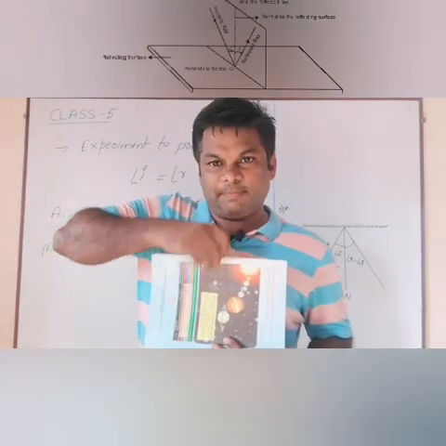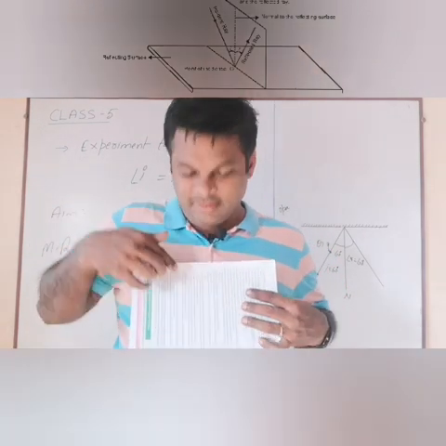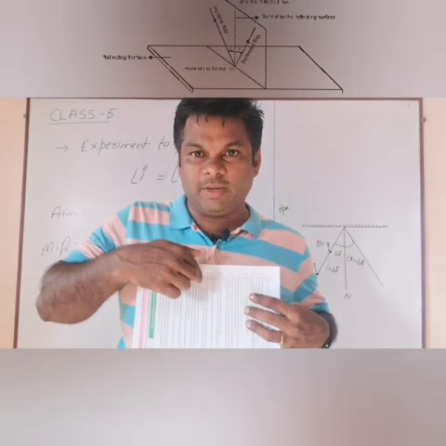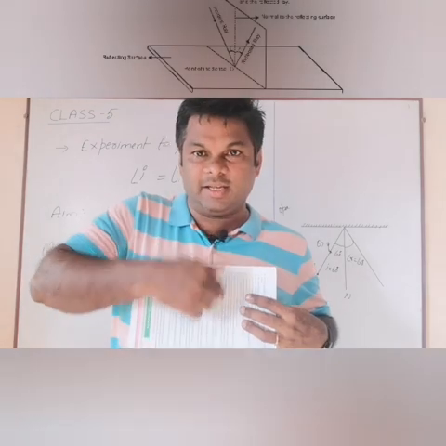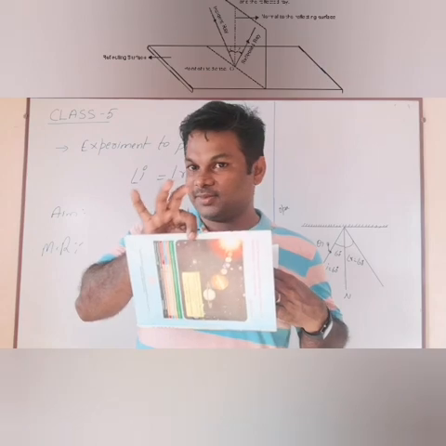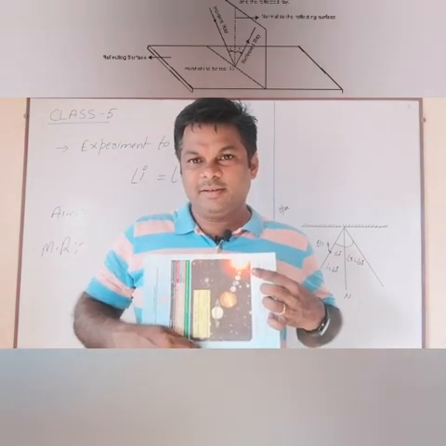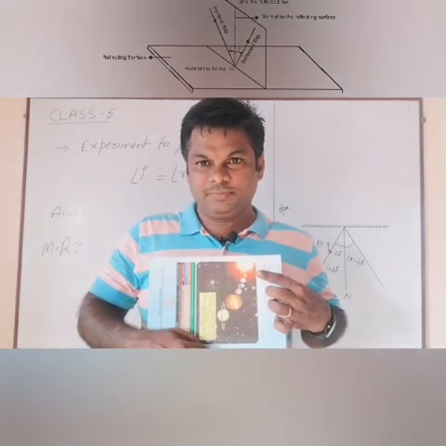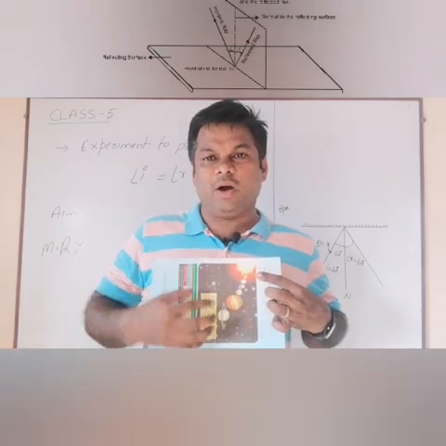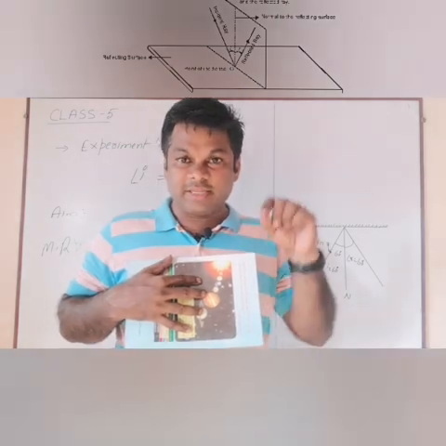Now this is the plane I told you about already. After opening this, did I get any incident ray here? No. Is there any normal here? No. Is there any reflected ray? No, nothing is there. So all the three lie in this one. So here I got the incident ray, here the normal, and here the reflected ray. These three always lie in the same plane. This is the second law of reflection.